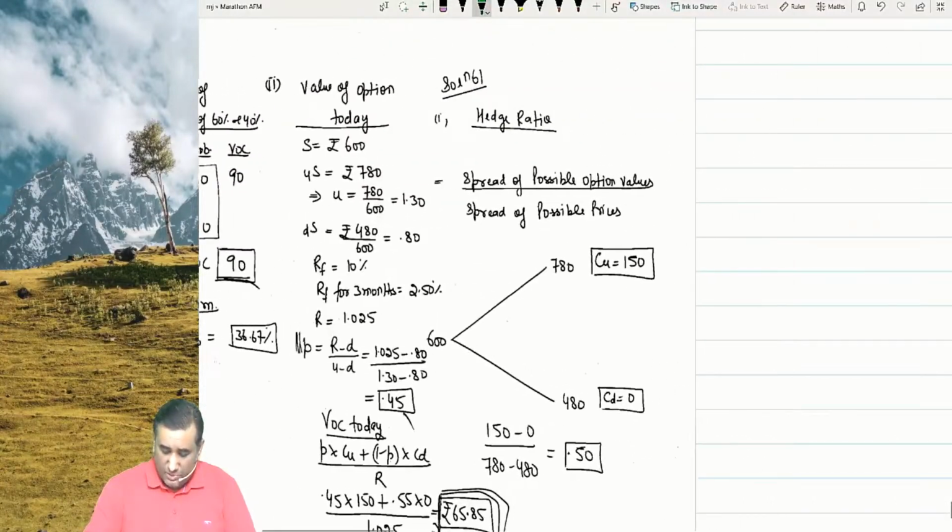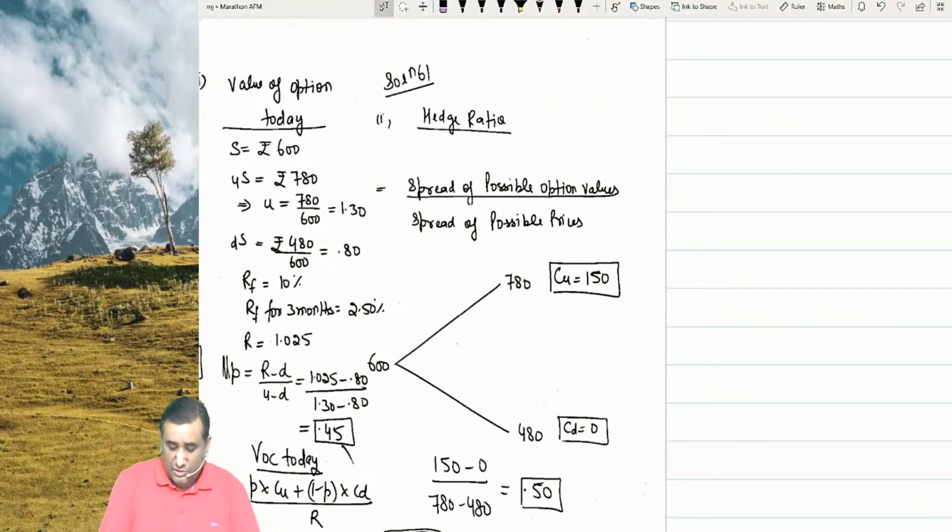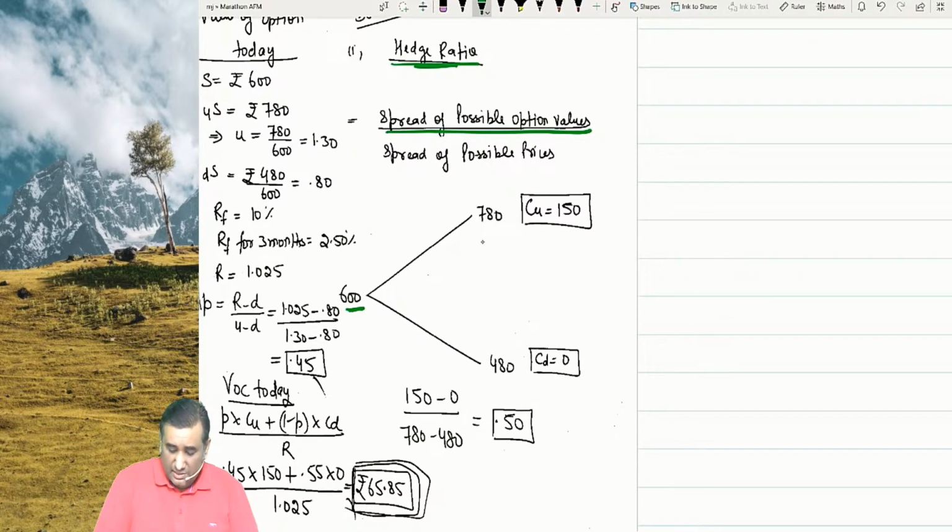We have, let's suppose, the hedge ratio. Hedge ratio is nothing but the spread of possible option values divided by the spread of possible prices. 600, 780, 480, 150. CD is what? 0. So 150 minus 0 divided by 780 minus 480. We get 0.50. So how do we read 0.50? He should purchase 0.5 shares for every one call option written. He will be able to hedge.